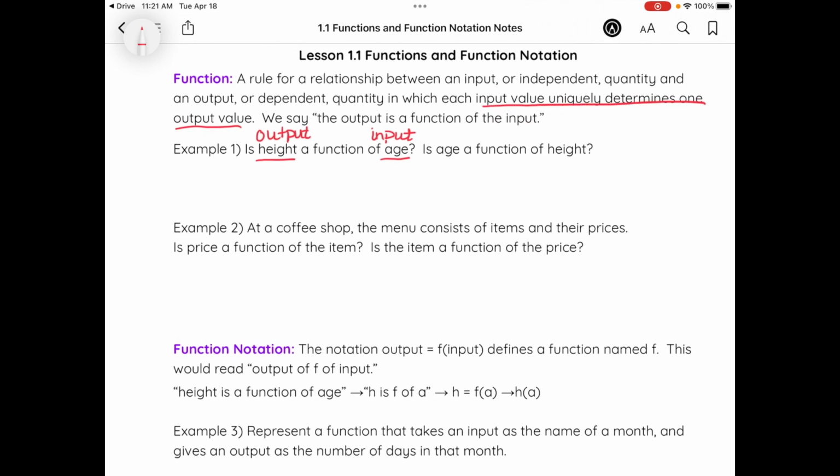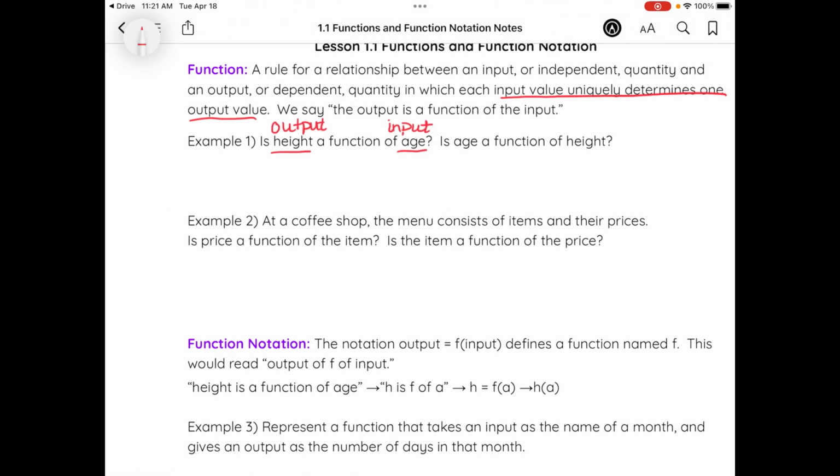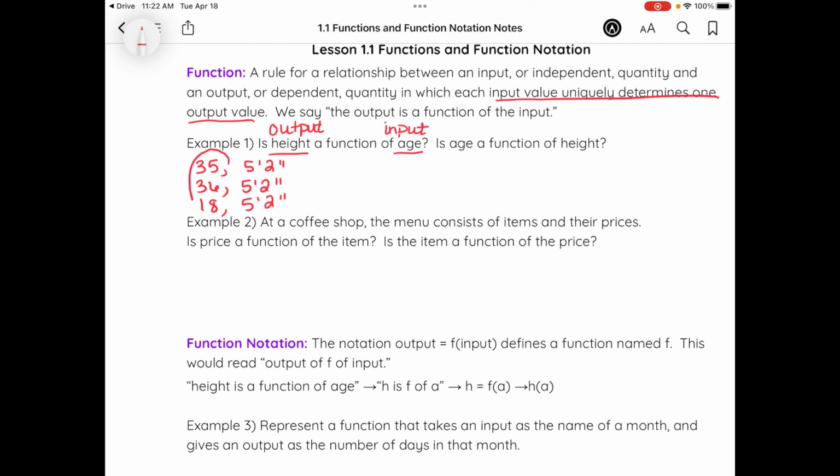So at the age of 35, I was a height of 5'2". At the age of 36, I was the height of 5'2". At the age of 18, I was the height of 5'2". So each input, so each age, gives me exactly one output. I cannot be more than one height at each age. So at each age, I can only be one exact height value.